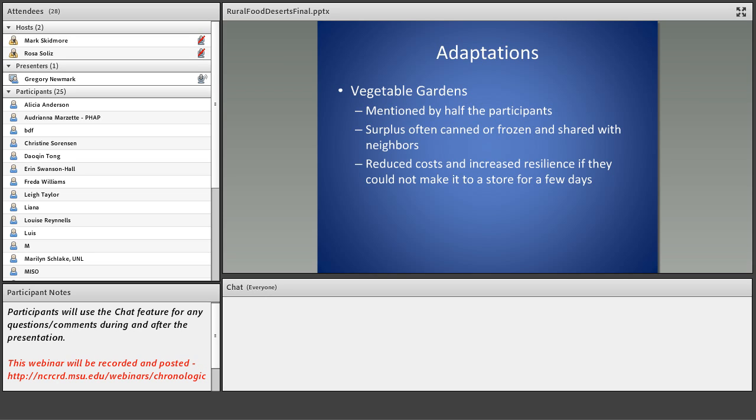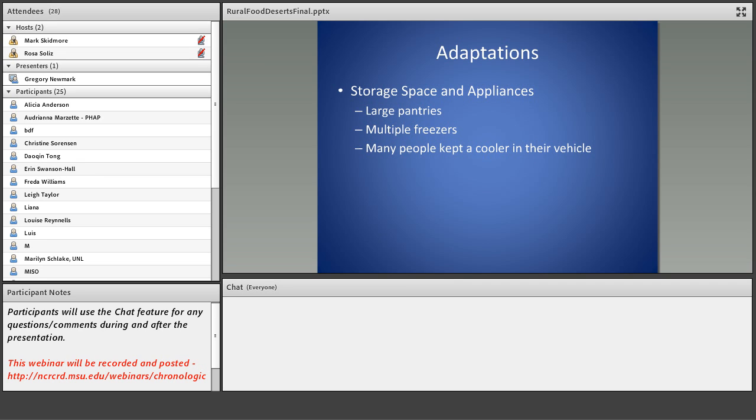Another option, again, that is more well suited for rural areas than urban ones, although thankfully increasingly in urban areas, is vegetable gardens. So half the participants had a vegetable garden, and people talked about how they would can or freeze their produce and often share that with their neighbors, and often talked about how it was very helpful in reducing costs, but also for increasing resilience. So if they couldn't make it to a store for a few days, they had produce that they could live off of, and conversely, they didn't have to buy spaghetti sauce all winter because they had pre-made it.